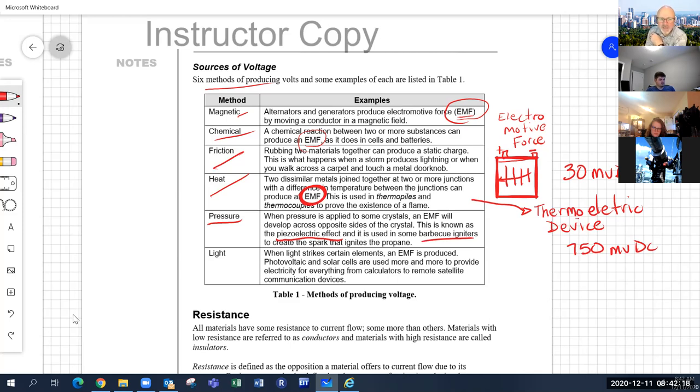And then we have light that also produces electron flow or electromotive force. And these are photovoltaic solar cells, right? And this actually also produces DC current, right? They definitely produce direct current, these photovoltaic things.